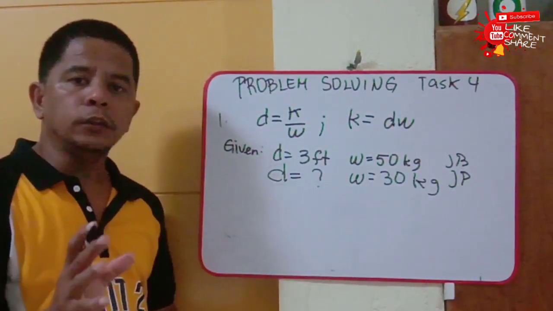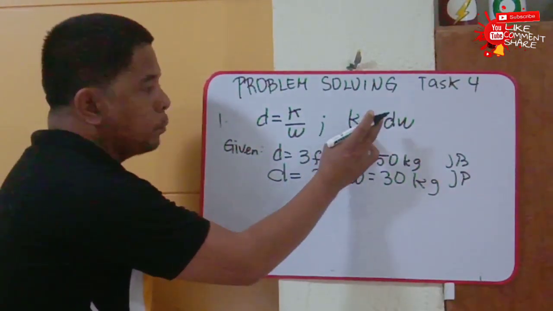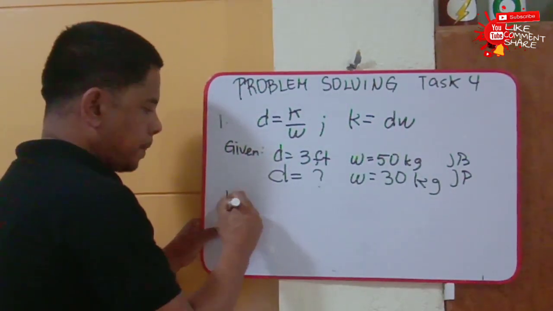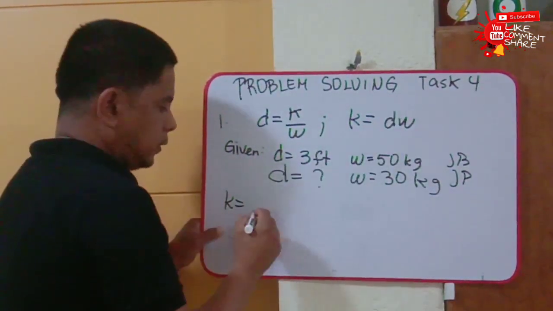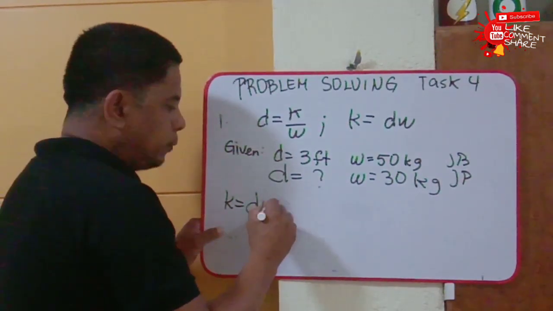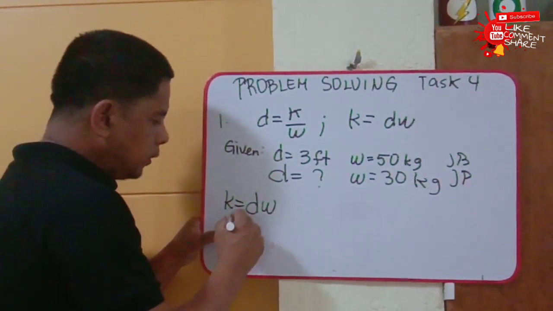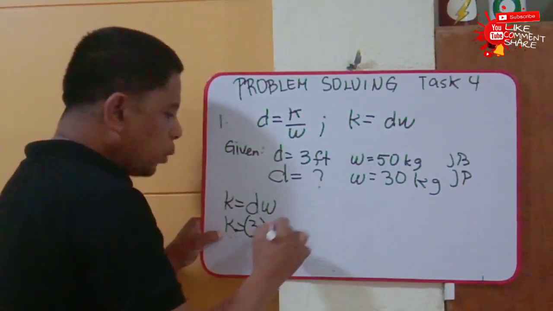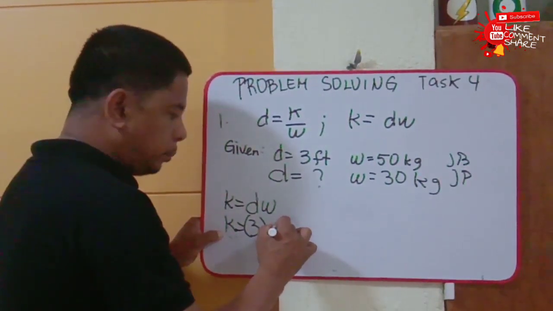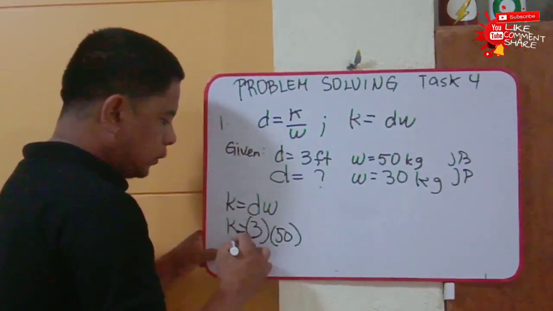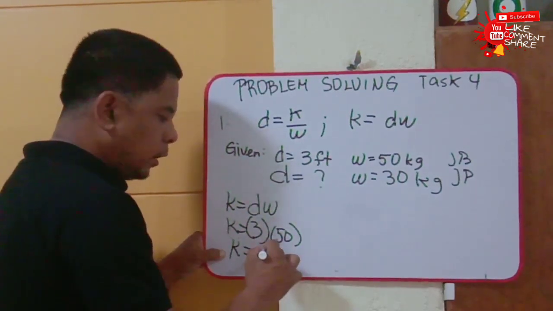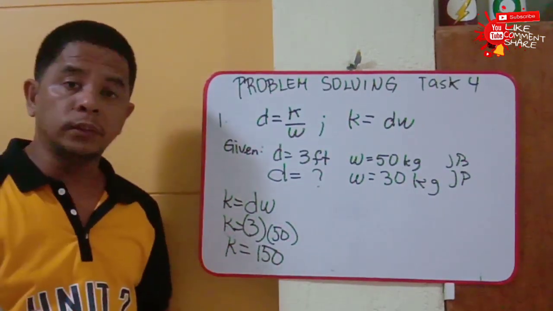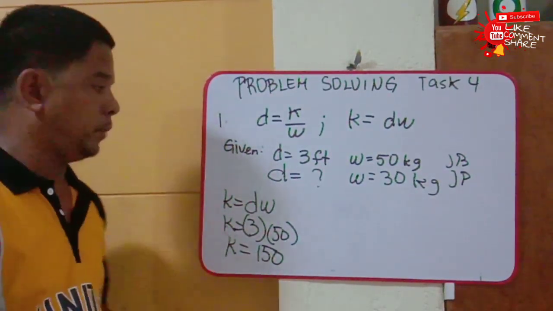Okay, paano natin isosolve yan? Kukunin muna natin ang constant. So, solve for K. So, K equals D times W. Ano ang D natin? Ang D natin ay 3 feet times the weight, which is 50 kilogram. So, K, or the constant, is 150. Okay, so ito yung constant natin, which is 150.